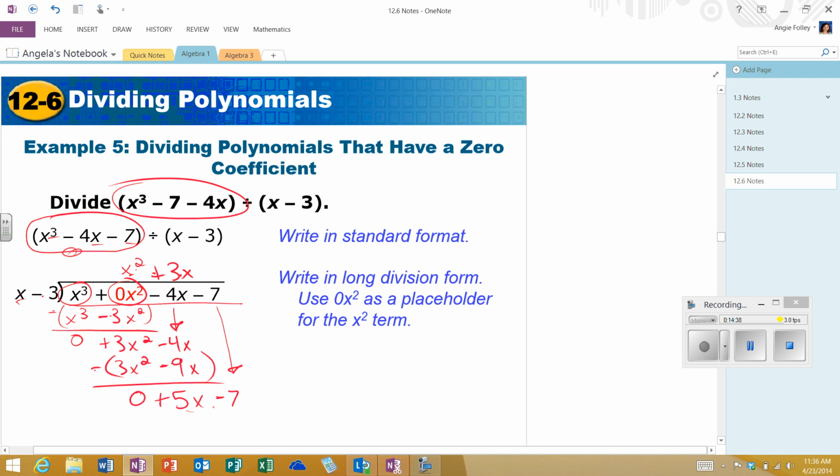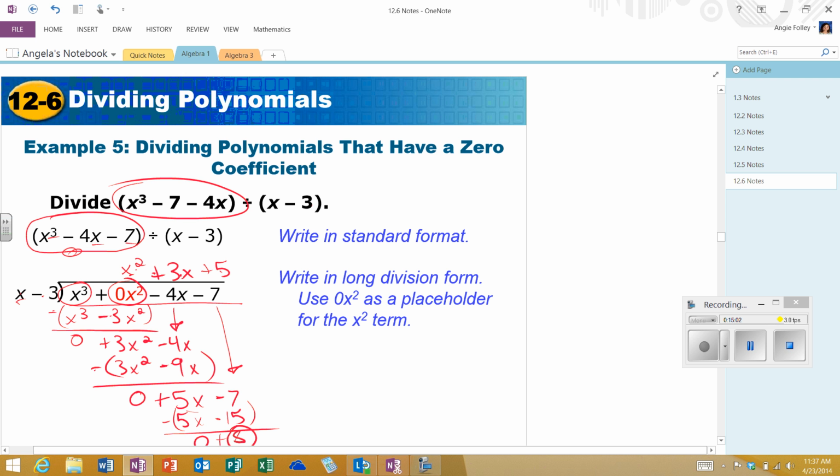x goes into 5x. I would have to multiply by a positive 5. That makes 5x there. 5 times negative 3 is negative 15. When I subtract them, I get 0 here. And then I will have a positive 15. So once I subtract that, I'm going to have an 8 left over. So I have a remainder of 8.